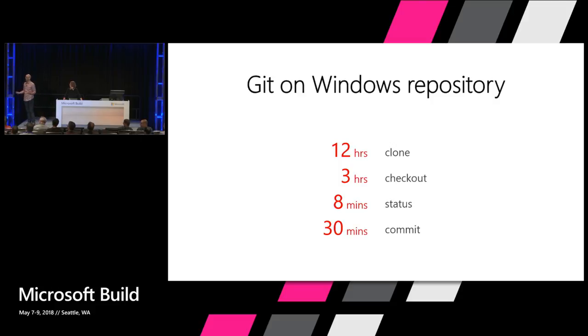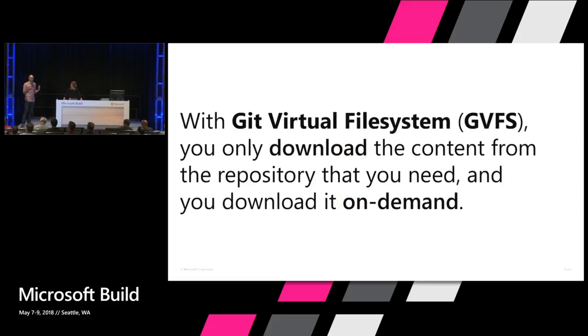So we were not real happy about that. The goal of 1ES was to improve developer productivity, and this is anything but. So between the Windows team and the Visual Studio Team Services team, we collaborated to build a tool called the Git Virtual File System. You can think of GVFS as sort of like OneDrive on demand, but for your code.